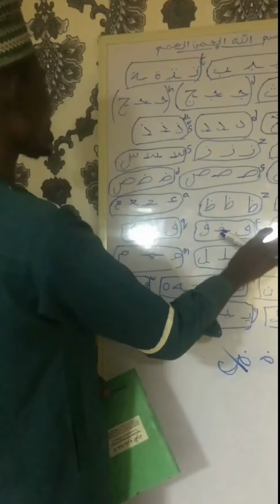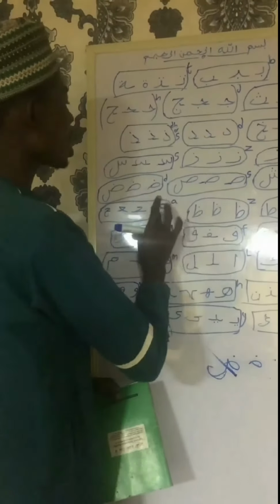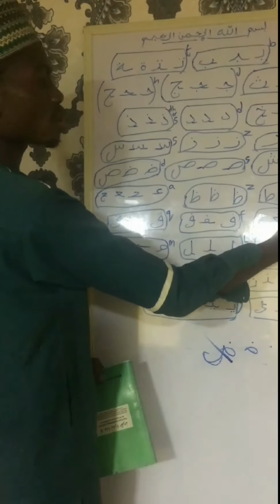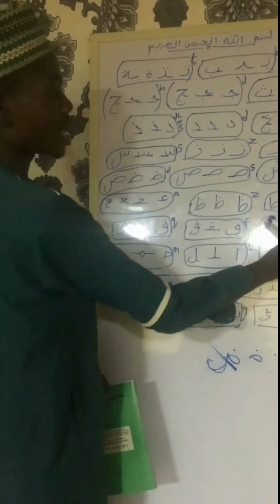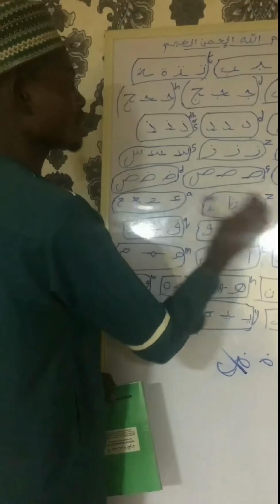So literally you can see that this Ayin and Gayin look alike. They are the same family. The difference between Ayin and Gayin is that Gayin has a dot on it, so you have to take note of this. So this is Ayin, while this is Gayin.